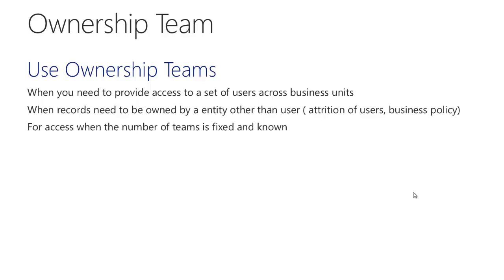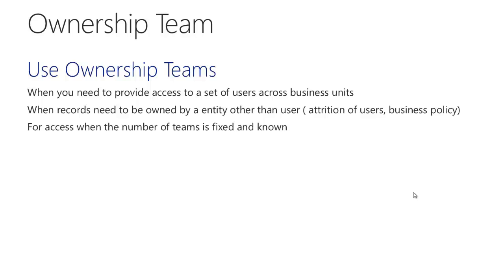Also, if you're looking to have records owned by entities other than users, and you also want to apply security roles which are required by your company policy. And based off of that, also you could generate reports. So that may be another scenario. If the number of teams in your organization are fairly small and they are static, meaning that they are known and they're fixed, with team members not being added or removed frequently, an ownership team is also a good model.